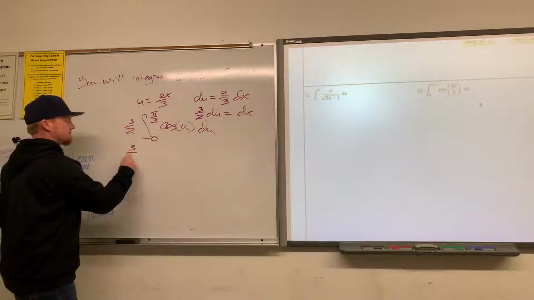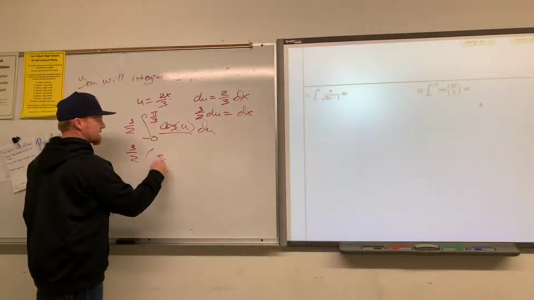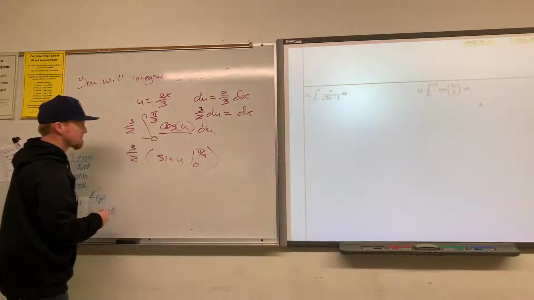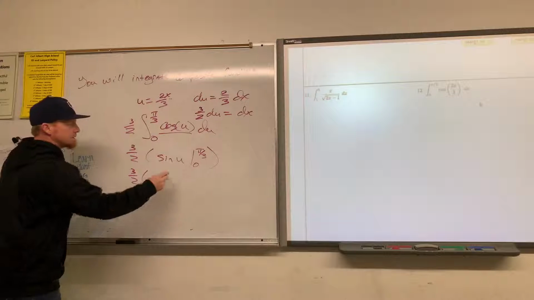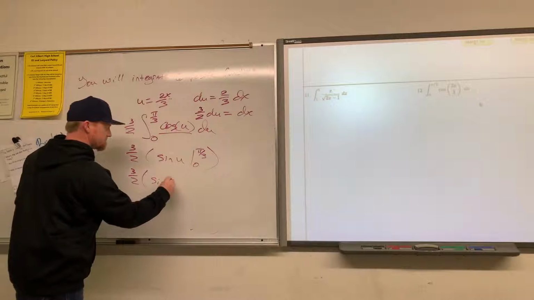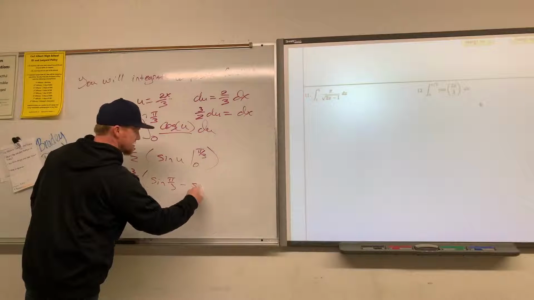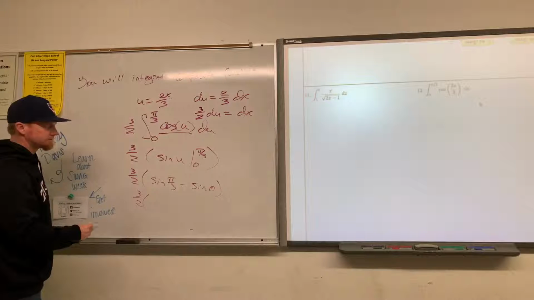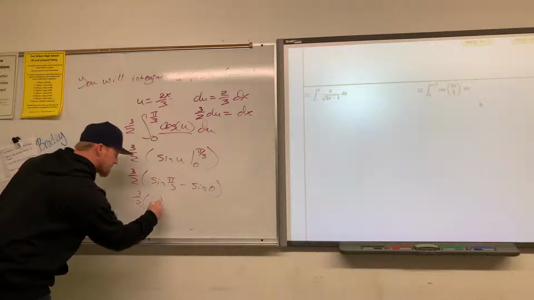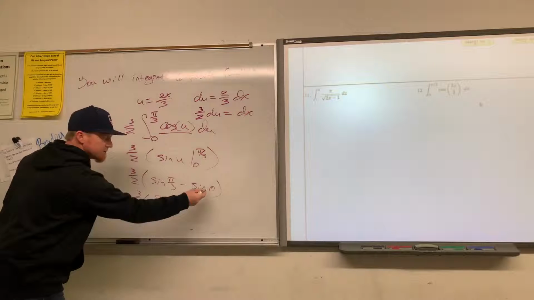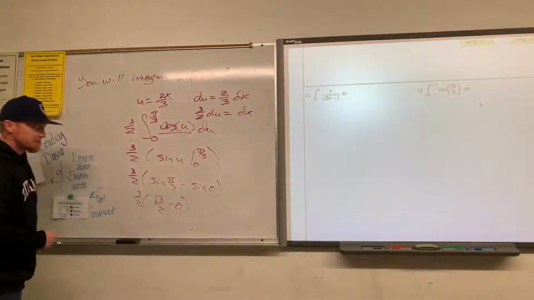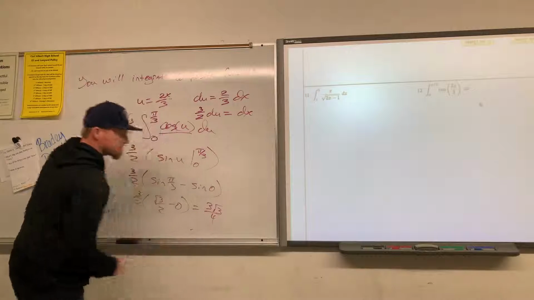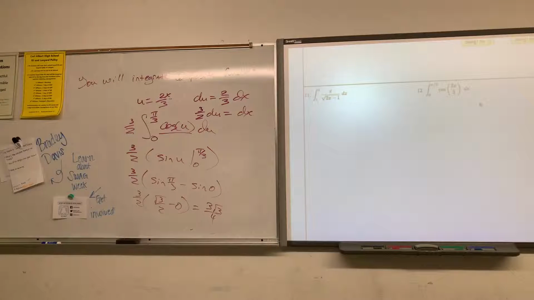All right. Integrate cosine, we get sine from 0 to pi over 3. So sine of pi over 3 minus sine of 0. We should know those. If you don't, you need to learn them. So sine of pi over 3 we should know is square root of 3 over 2, and sine of 0 we should know is 0. Multiply that together. We get 3 times the square root of 3 over 4.